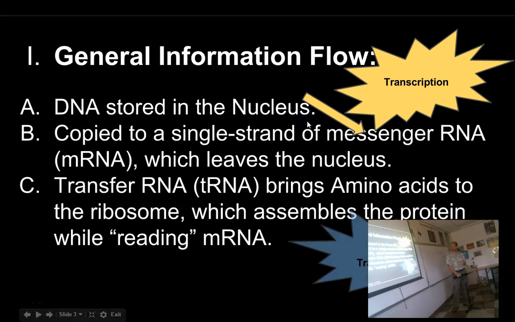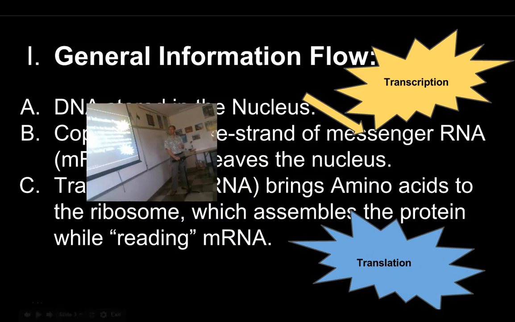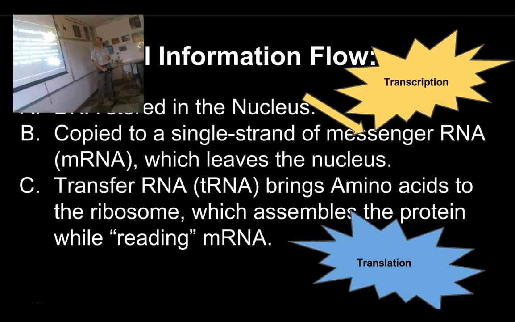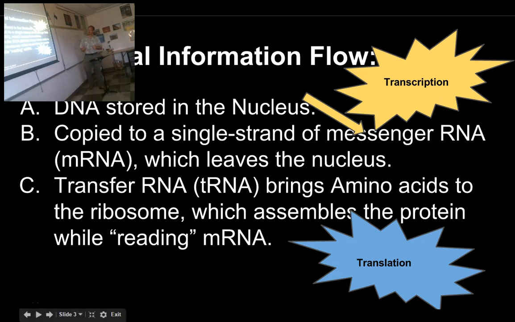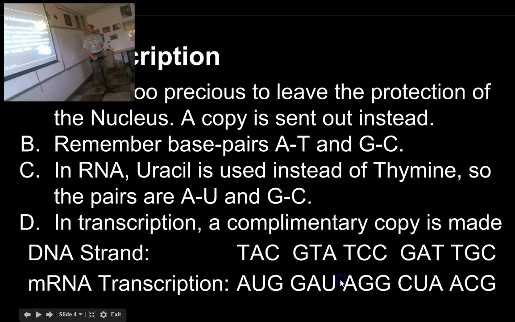The other vocabulary word for this process, I have nowhere to put my picture now, is translation. Translation is what we call it when we take the information in mRNA and build proteins out of it. So transcription and translation are the two processes that we're going to be talking about. Transcription happens first. Transcription happens in the nucleus. Translation happens in the ribosome, out in the cytoplasm. Okay? All right. There you go. Take a moment, write that down.